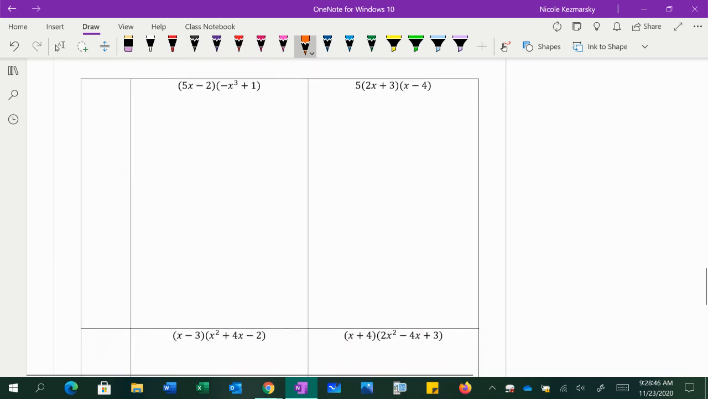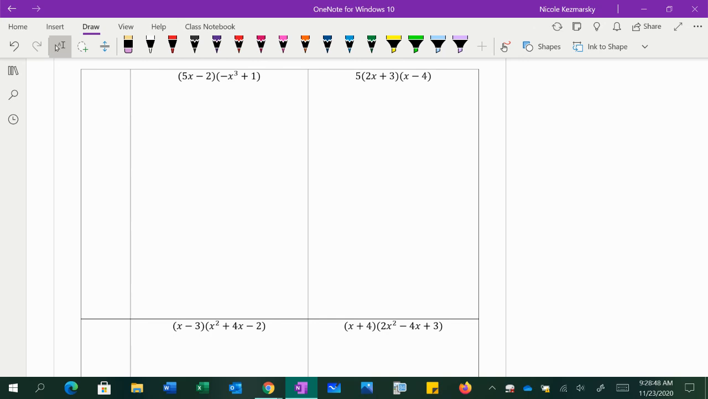There are a couple more that I like to try. We're not going to do all of them, but just a couple more. So for the one on the right-hand side of the top row, there's a 5 in front. So this one is actually a monomial times a binomial times a binomial. There's a couple of different ways that you can do this. So you could distribute the 5 right away. When you distribute the 5, you only distribute it to one of the two binomials. So I would recommend the 2x plus 3.